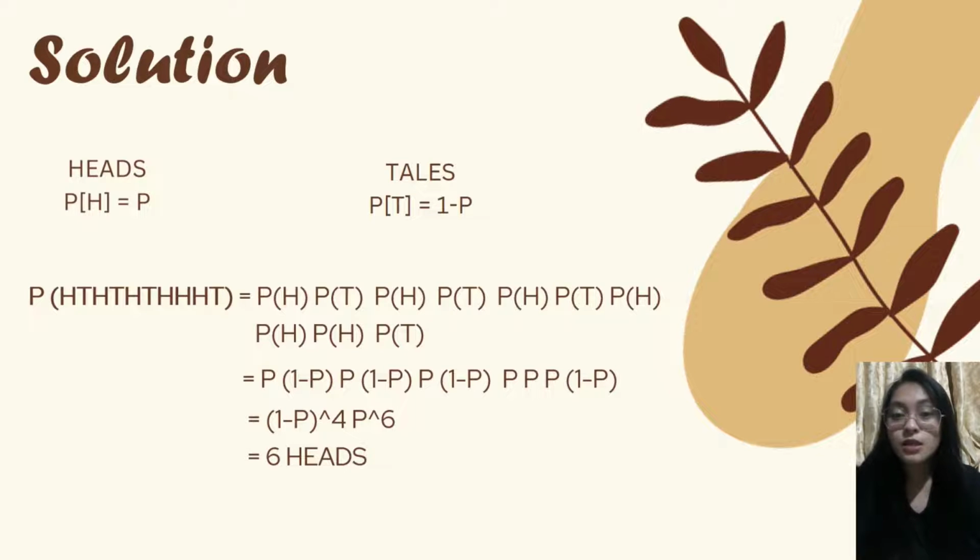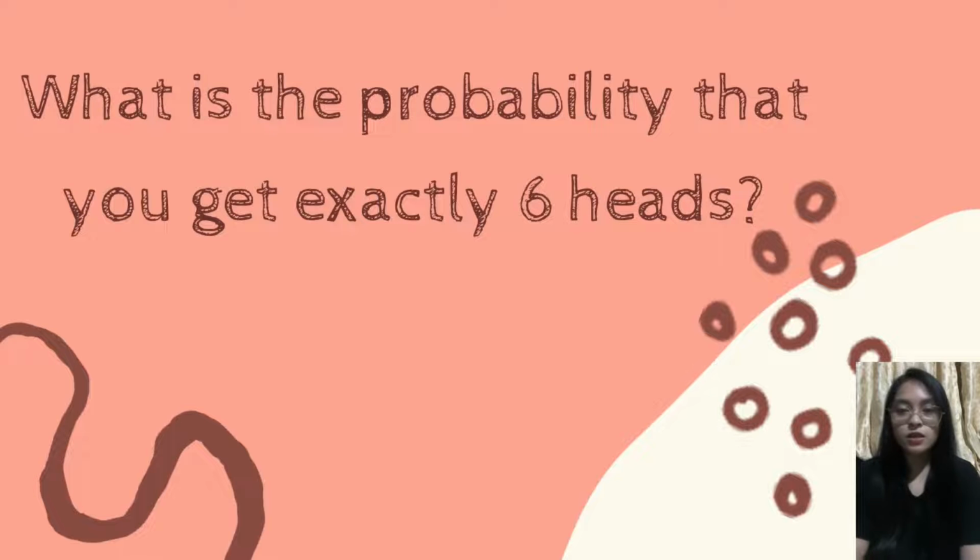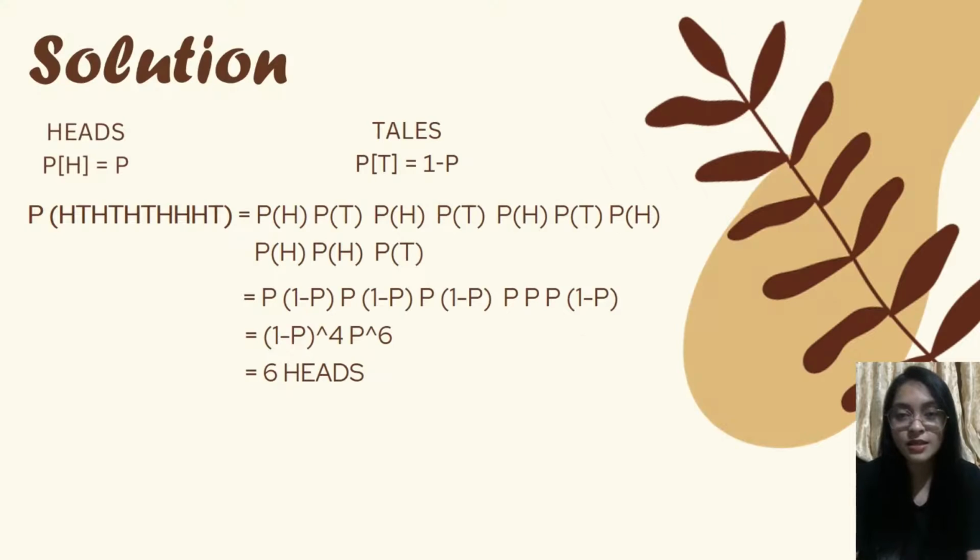Now, notice that this exact sequence has 6 heads. The question is, what is the probability that you get exactly 6 heads? In the preceding example, we found the probability of exactly one sequence that has 6 heads. Notice that's how 6 heads are placed in this sequence, but there are numerous other ways in which you can place 6 heads out of 10 flips.